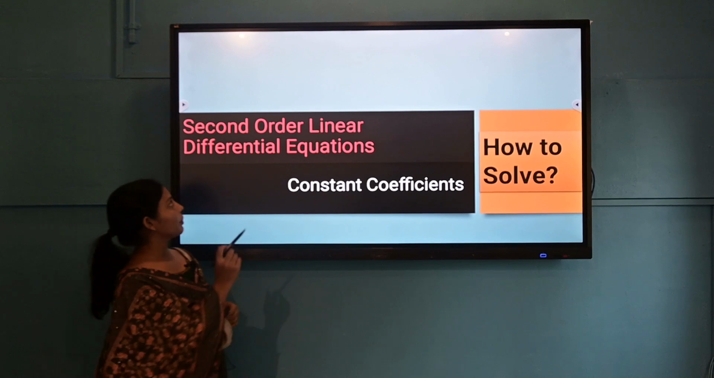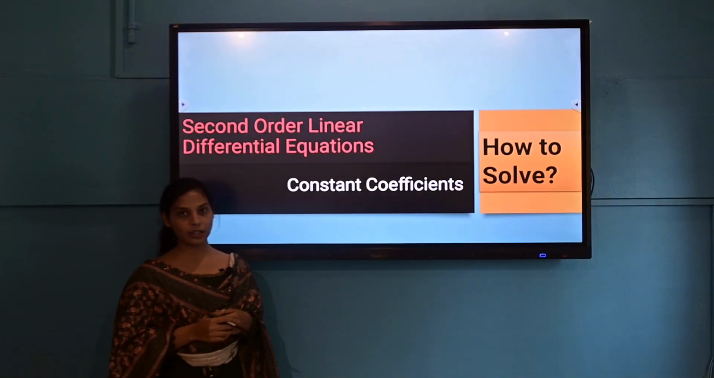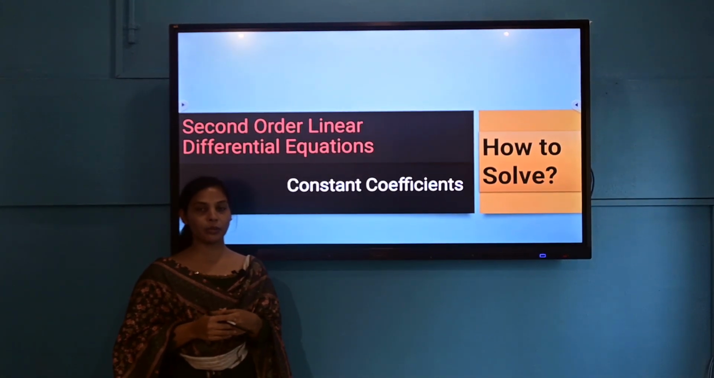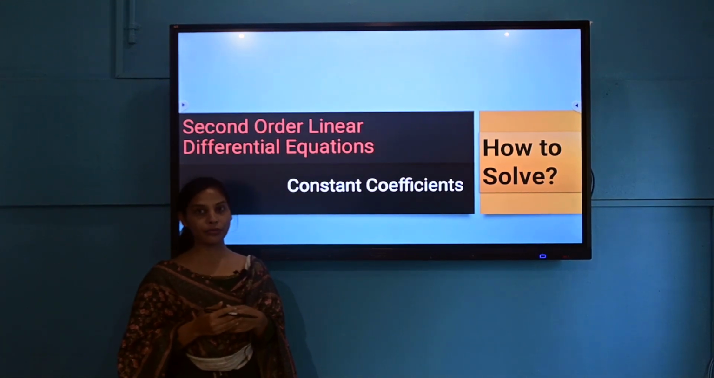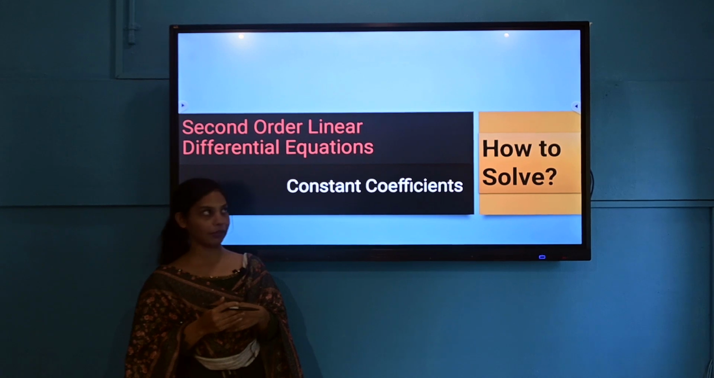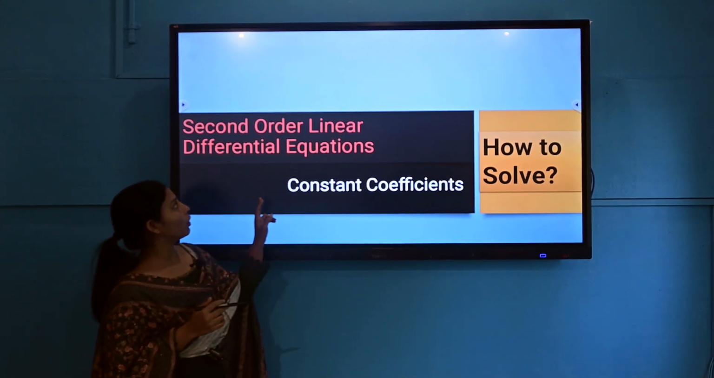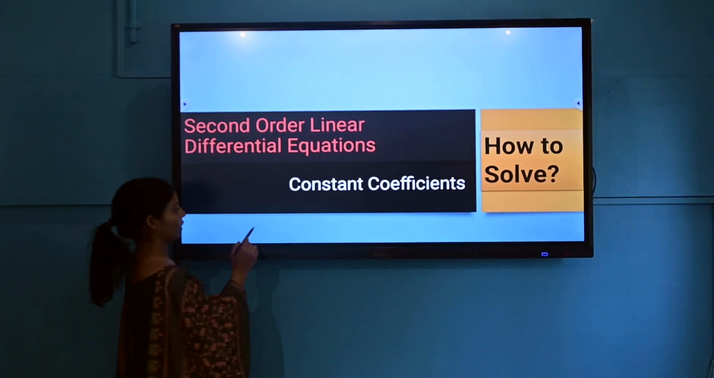Today we will discuss second order linear differential equation with constant coefficient. I think you all know about differential equation. What is a differential equation? A differential equation is an equation that relates one or more unknown functions and their derivatives. Now we are going to discuss how to solve a second order linear differential equation with constant coefficient.